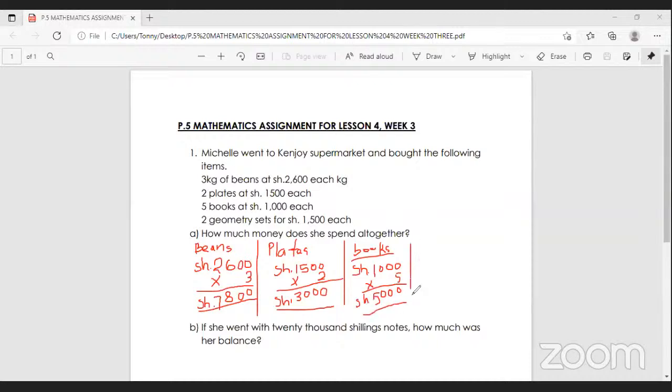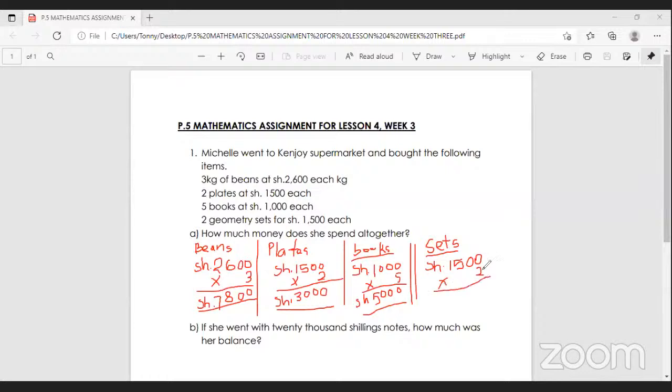Have we finished the items? We still have geometry sets. Let me just write it as sets. Geometry sets, we are buying 2 of them, but each set is 1,500. Yet we are going to buy 2 sets. So how much money are we going to pay for 2 geometry sets?